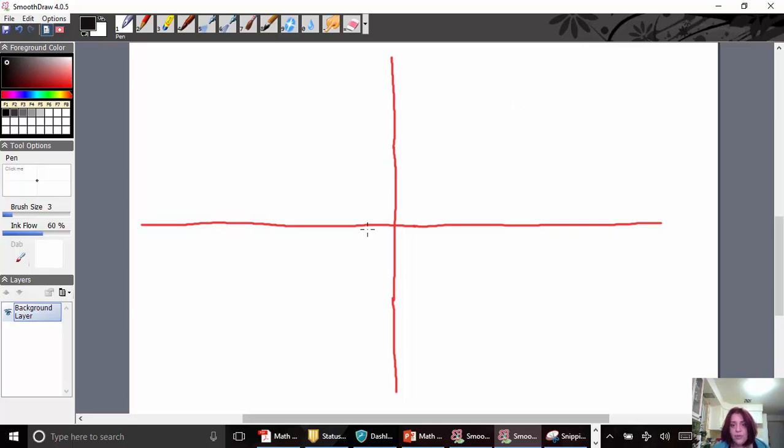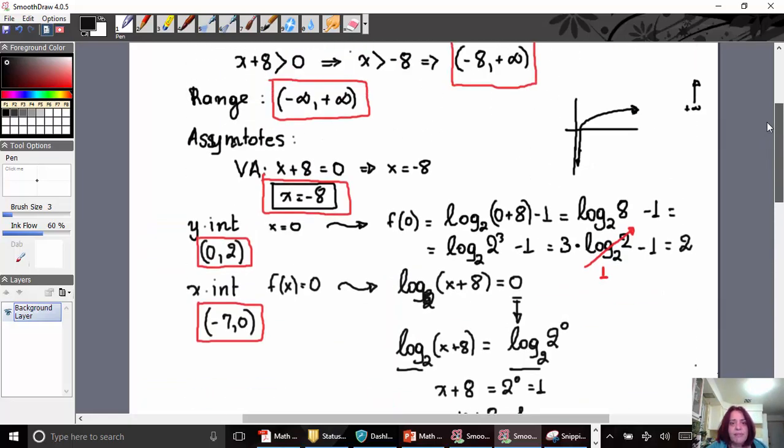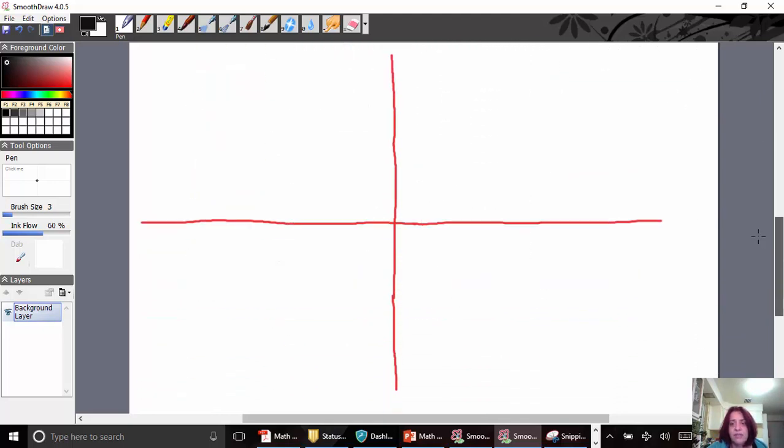The first thing that I want to know is what is my vertical asymptote. I want to remind you that the vertical asymptote is x equals negative 8. So I go down here and I'm going to graph the vertical asymptote. Negative 1, negative 2, negative 3, 4, 5, 6, 7, and 8. So my vertical asymptote will be this vertical line right here. And my logarithm will be asymptotic to this line.